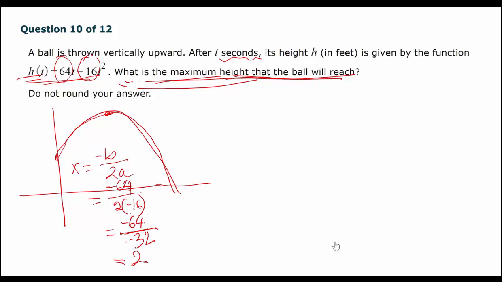Now we have to use the given function. So when the t value is 2, that is the time it will reach its maximum height. So we are looking for h of 2, which is 64 times 2, and then minus 16 times 2 square.